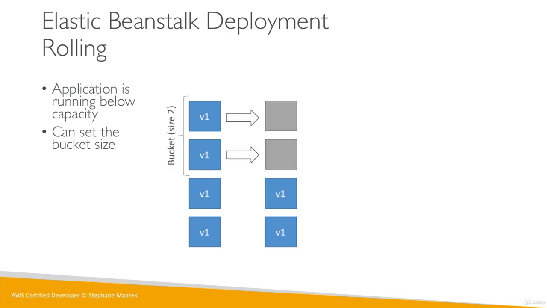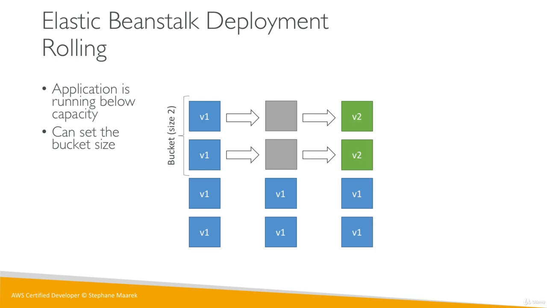And the bucket size will be 2 for this example. So what happens is that the first 2 instances will be stopped. The application on the instances will be stopped, and so they're gray. But we still have the other 2 instances running V1. So you can see we have maybe half capacity here.